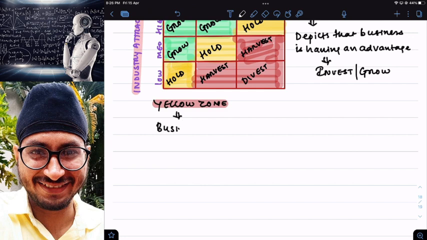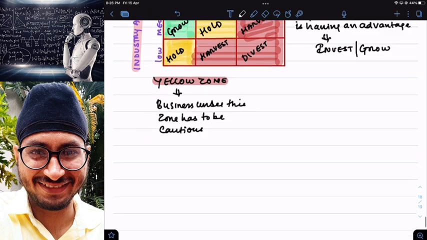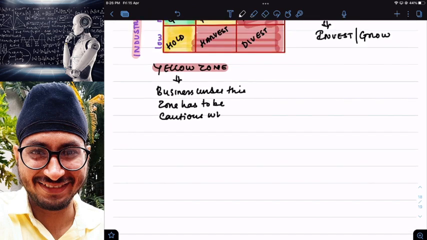Business under this zone has to be cautious. Clear? Business under this zone has to be cautious while investing.